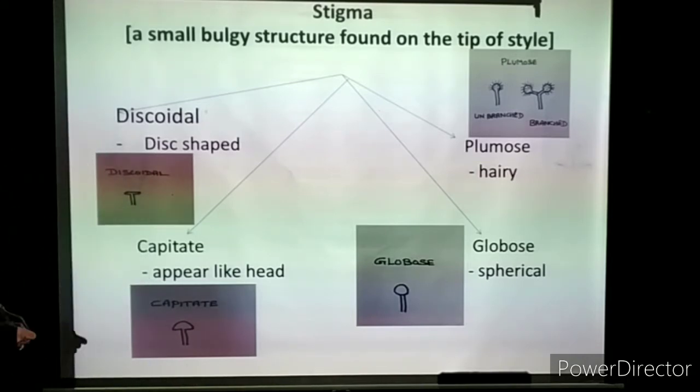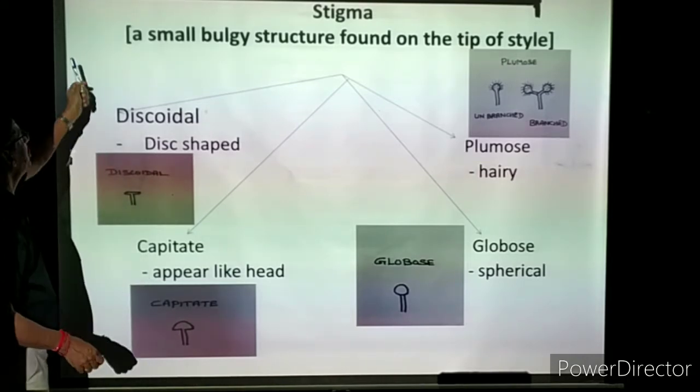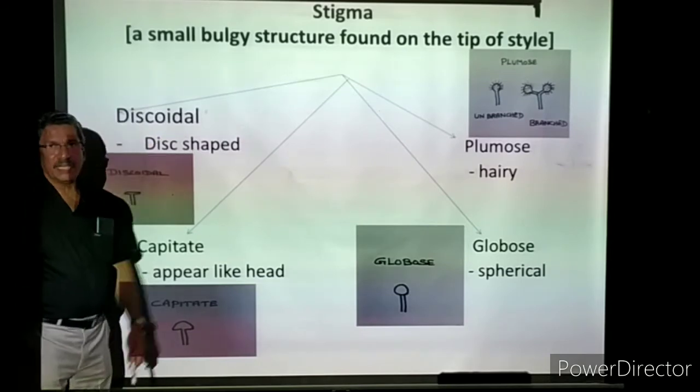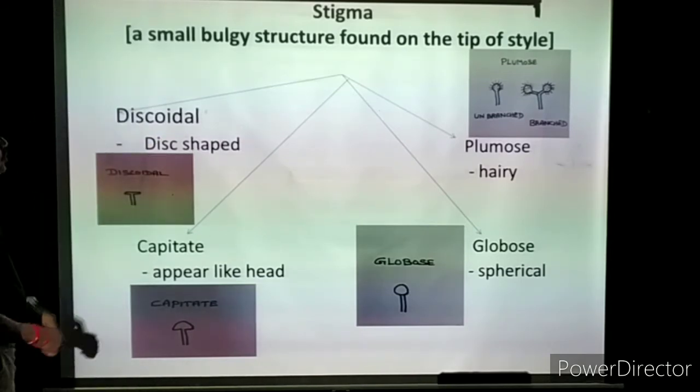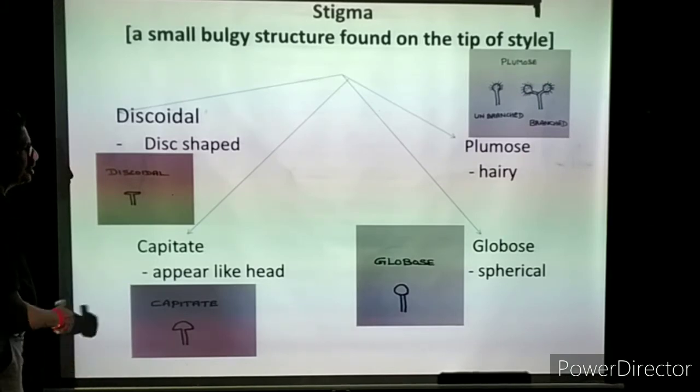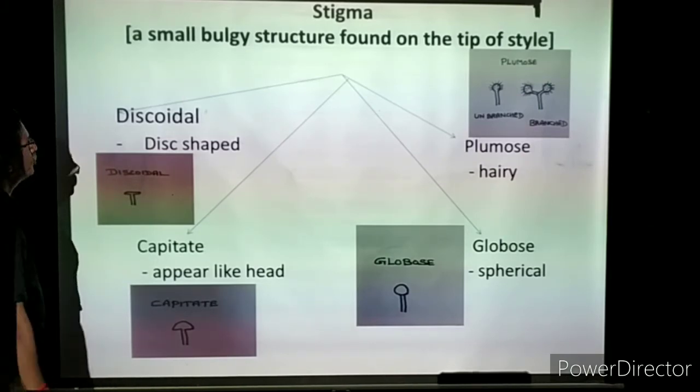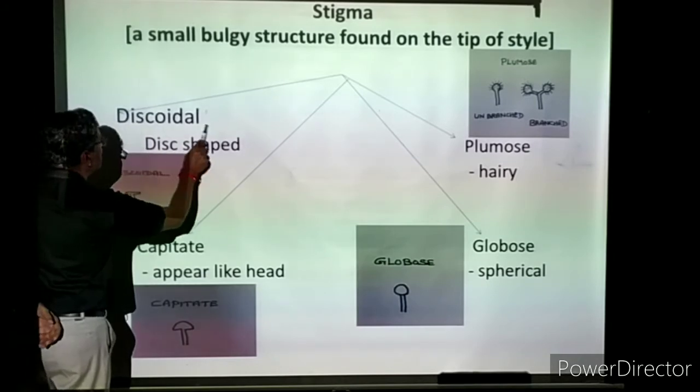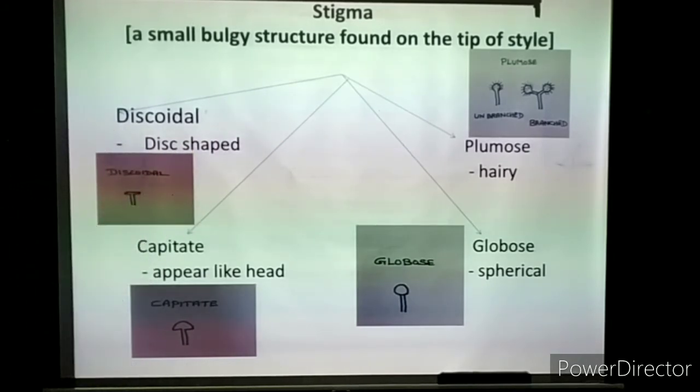Suppose they are asking 2 more questions. What is stigma? You can say stigma is a. You can complete the sentence. Okay. There are 4 types of stigma. We are going to see what are they. Okay. What are the 4 different types? First one is discoidal stigma.